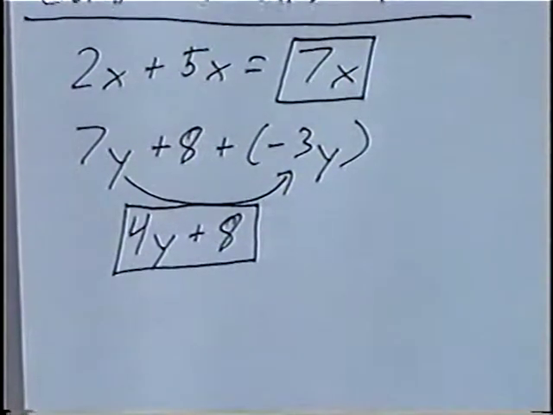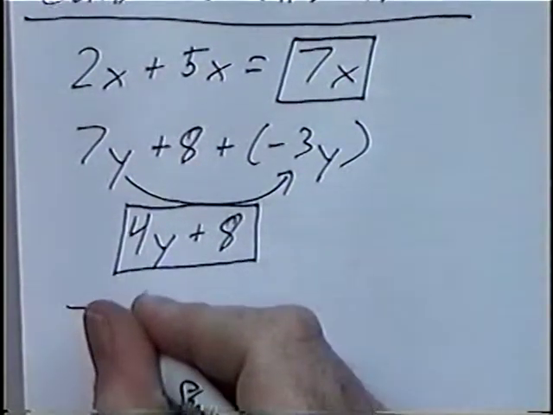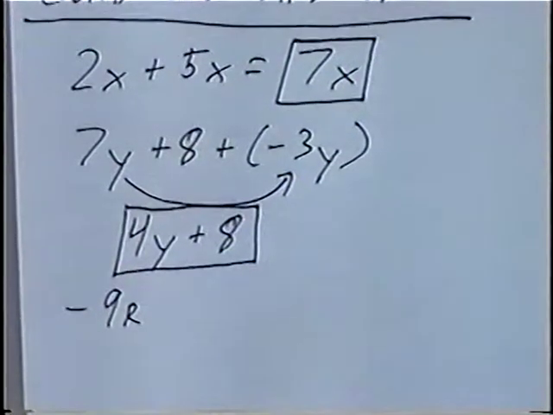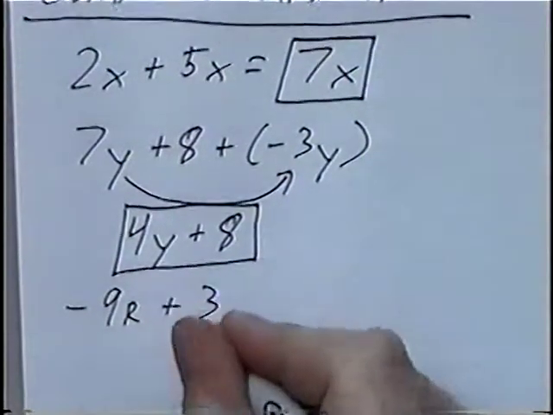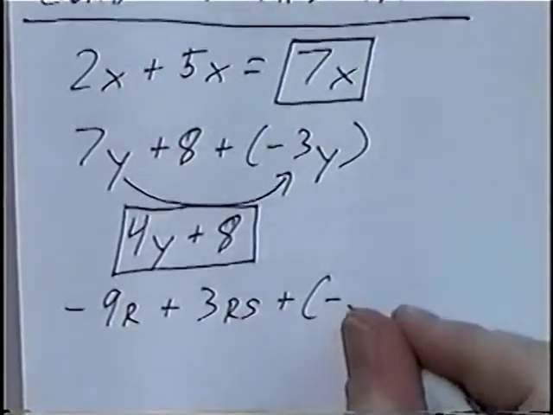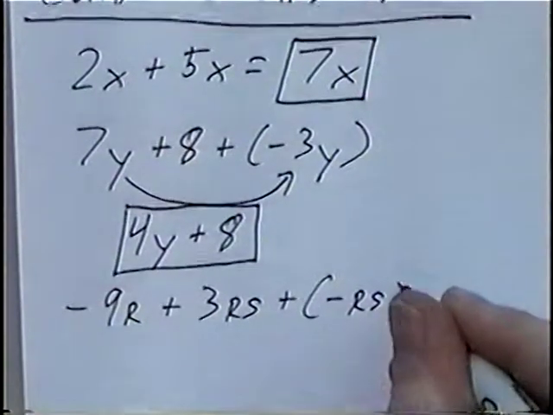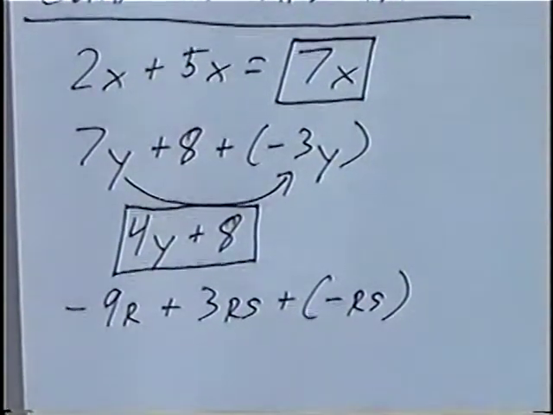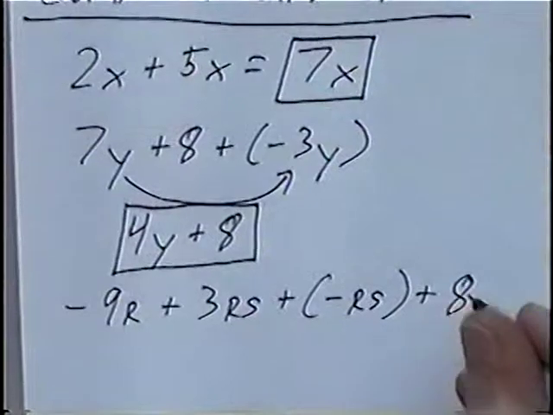And the final question for this section is negative 9r plus 3rs plus, in parentheses, negative rs, and outside parentheses, plus 8.